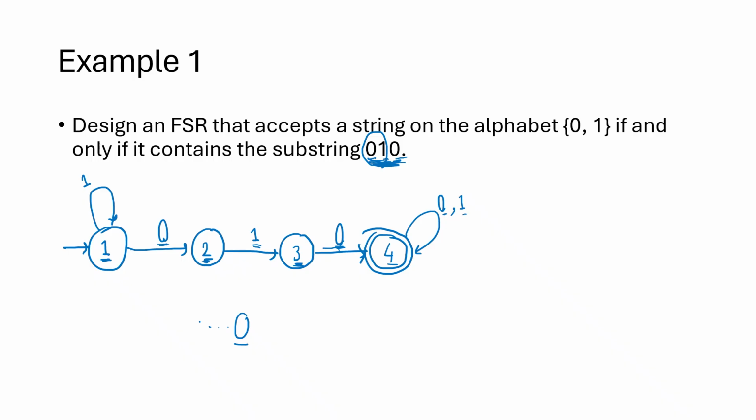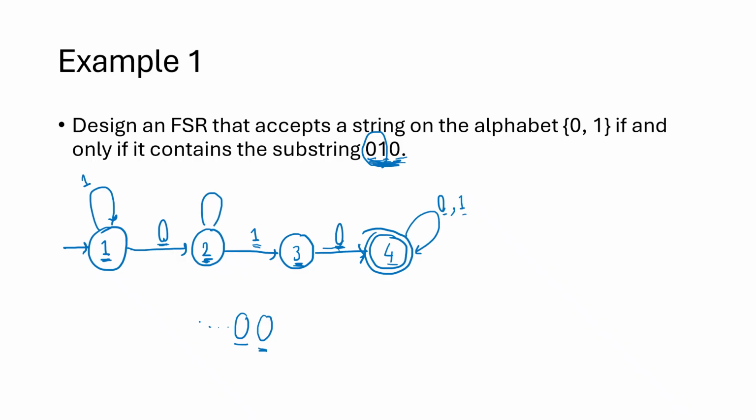Now, if we read another 0 here, that's not going to help us improve in the pattern that we are looking for, but it doesn't take us back any step either, because still the last symbol that we have read is a 0, and with a 1, 0 we can finish.